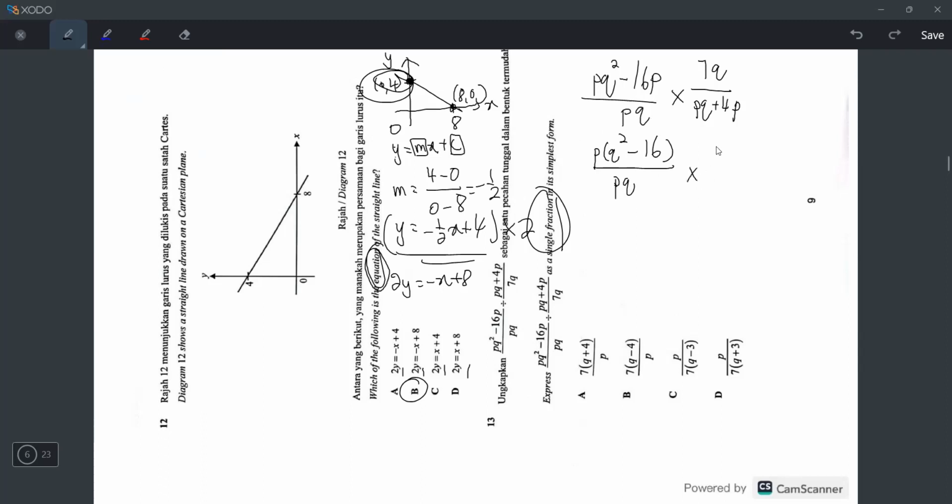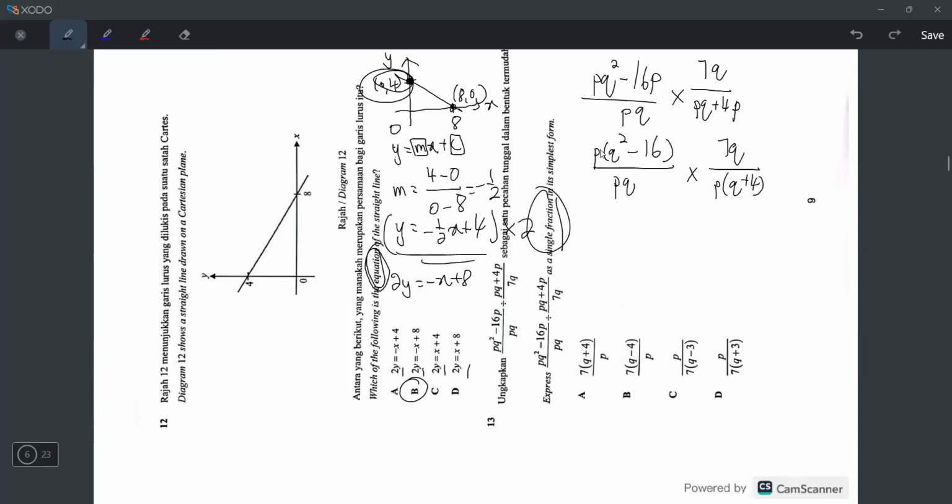Okay, times with. What about this one? 7Q. Let me ask you one thing. Can I potong the Q like this? Yes or no? The answer is no, because you cannot potong when there's a plus or minus. You can only potong when it's a times relation. So 7Q cannot potong with the down there. But this down part can factorize. PQ and 4P, they both have what? They both have P. So take out the P lah. So left with Q plus 4 here.